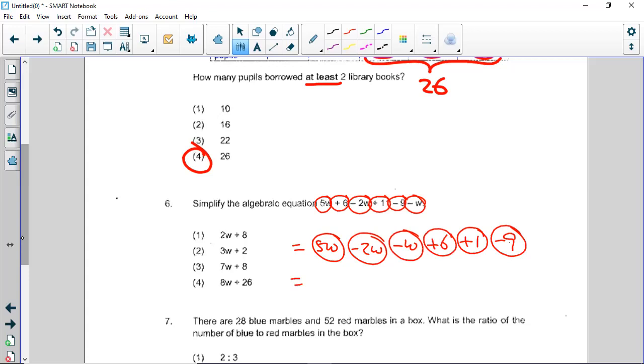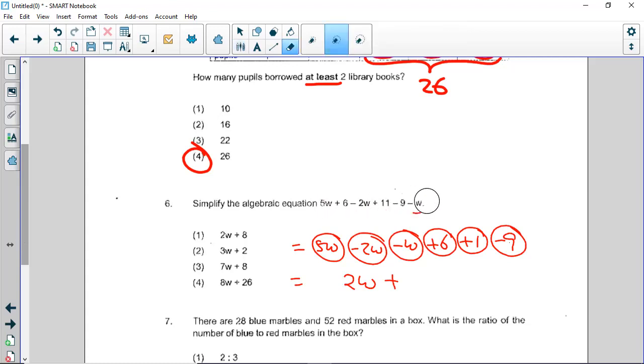5W minus 2W is 3W. 3W minus 1W will be 2W. And then plus 6 plus 1 minus 9. Did I see something wrong? Let me just erase this to see. Oh, there's an 11 there. Okay, there's a plus 11 there. So you have plus 6 plus 11 will be 17. 17 minus 9 will be 8. So you have 2W plus 8. So your answer will be number 1.